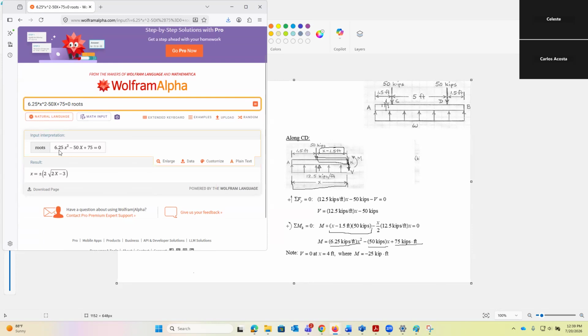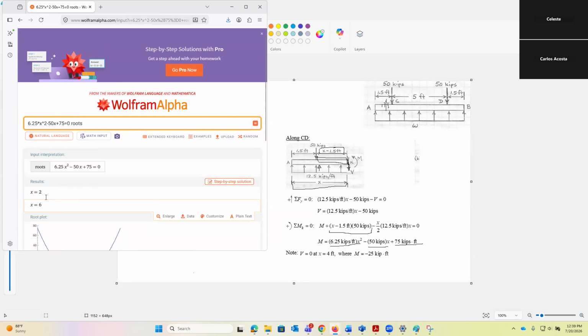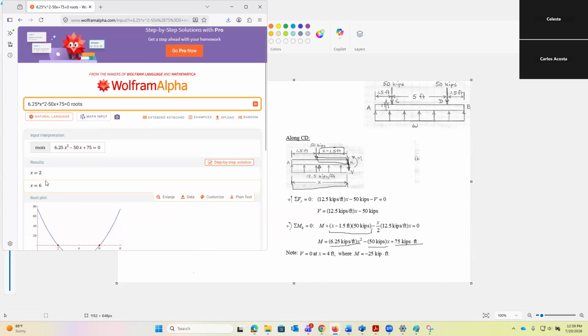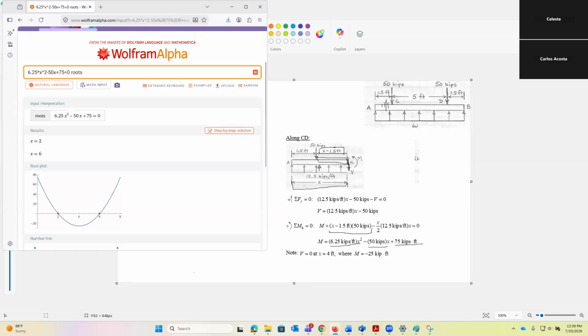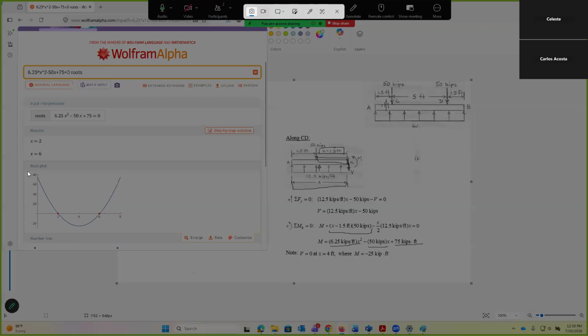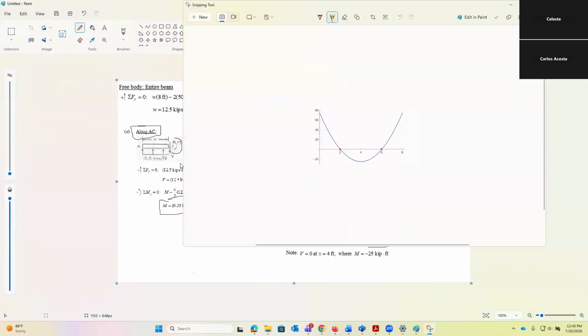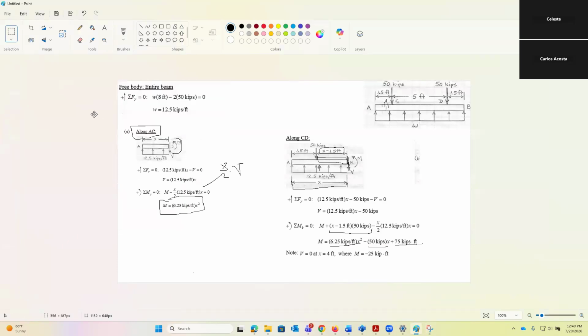Let me double check there's not a typo here. There we go. So at 2 and 6, we're going to use these numbers later. At 2 and at 6. Let's save it here for a minute.